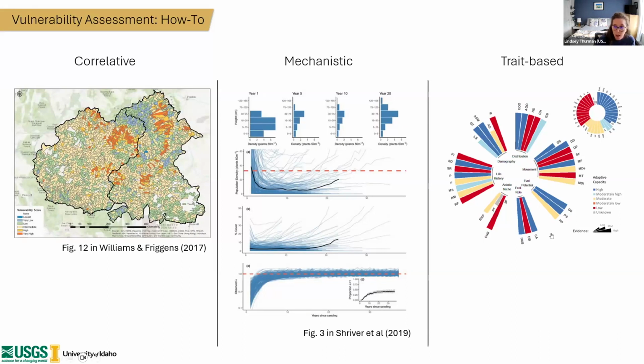The other option, which I'm more familiar with, is this trait-based approach. And this is just an example here of one of the ACE wheels. NatureServe's Climate Change Vulnerability Index is a good example of a trait-based approach. And these are often an integration of mechanistic information and correlative information, and usually are done through expert elicitation processes.